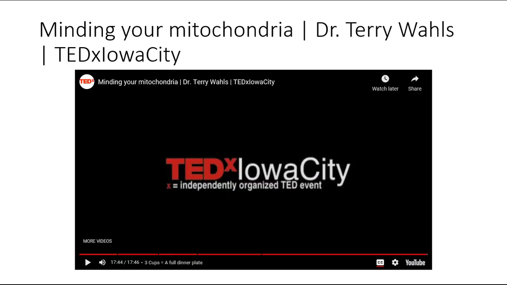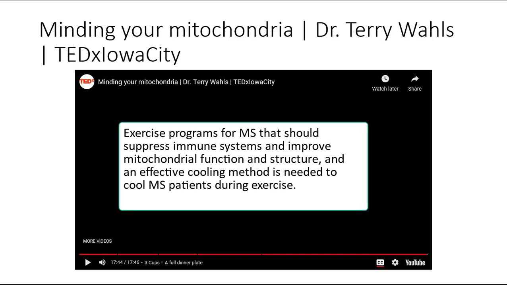She mentioned nutrition for mitochondria for MS or others, but if we can just focus on improving mitochondria, just focusing on mitochondria at this time. So I think I can conclude that an exercise program for multiple sclerosis should suppress the immune system and improve mitochondria function and structure. And at the same time, we need an effective cooling method for them. Does it make sense?